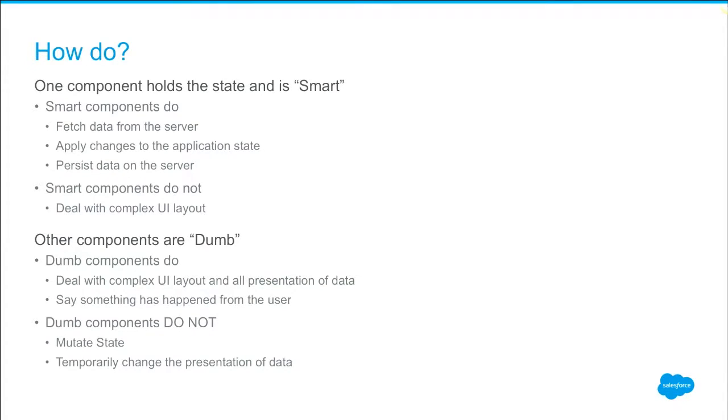What do dumb components do? Dumb components do some of the hard stuff. The UI layout, figuring out what's going to happen when a user clicks something. All of those handlers happen in the dumb components. What do dumb components not do? They don't change state. Only smart components directly mutate state. They also don't temporarily change their own state. So you don't have an attribute coming down and then you set it and wait for something else to happen up top to reset that. That gets really confusing if you try to go down that route.